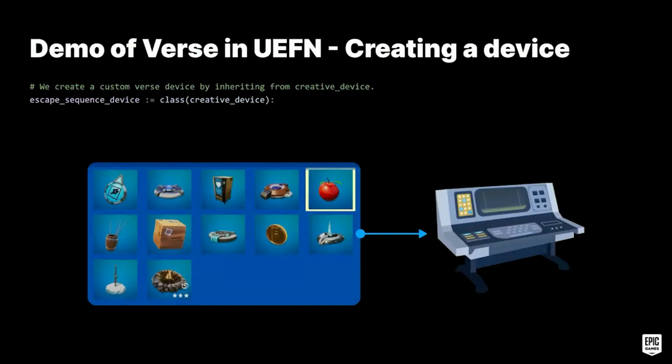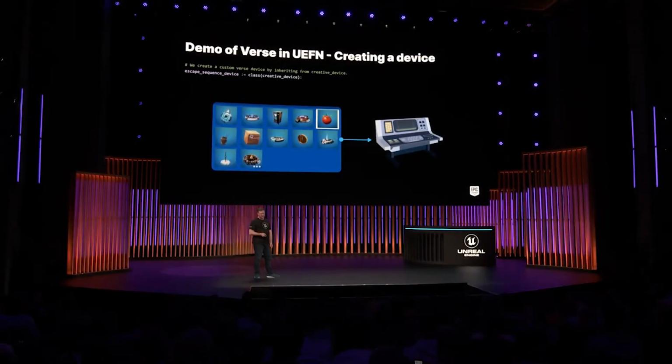So I'm going to walk through a demo of adding Verse code to a Fortnite creative game, or in this case, a new UEFN game. You create a new Verse device by inheriting from creative_device. In this case, I've created an escape sequence device. And the Fortnite creative devices today are just this bundle of logic that you drag into the scene as an object. In this case, you'll see this little console here that represents your script.